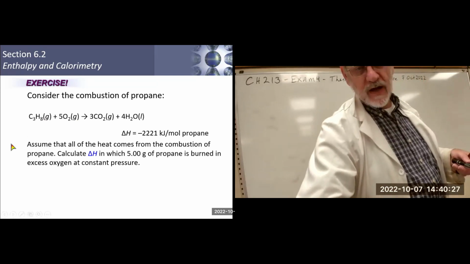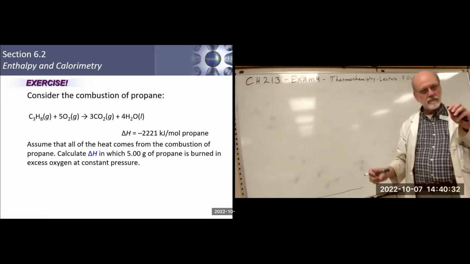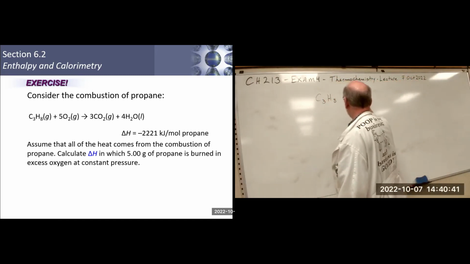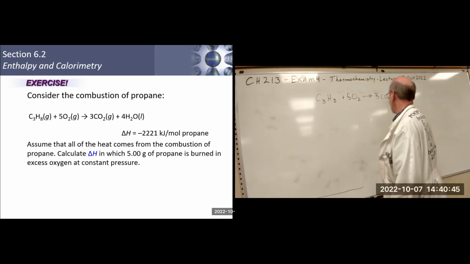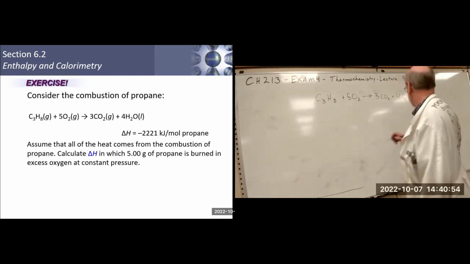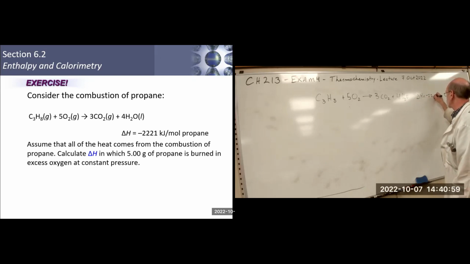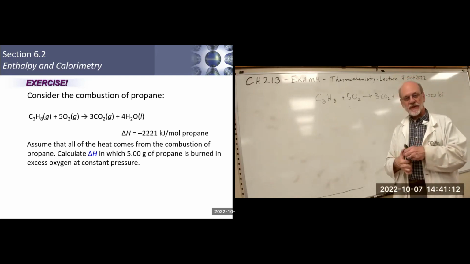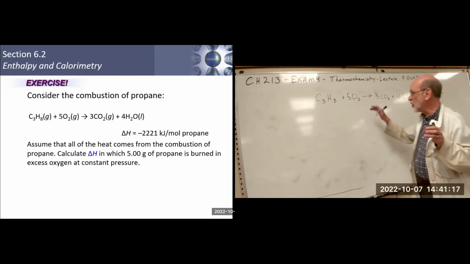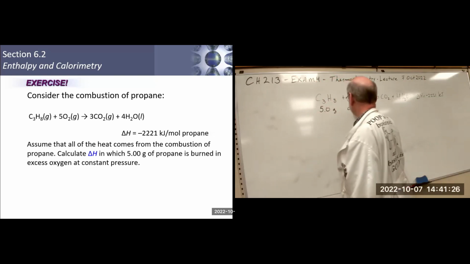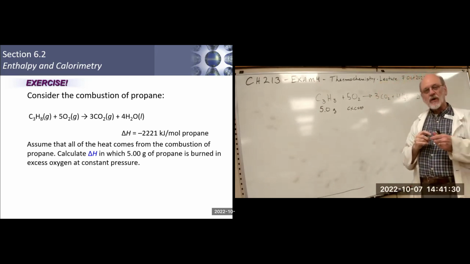Now, how do we use that? This particular example is saying that this equation, propane plus oxygen, yields carbon dioxide plus water. And it's saying that our enthalpy for that reaction is minus 2221 kilojoules. What it's asking for is calculate the delta H, the enthalpy for this reaction, if you only have 5 grams of propane and excess oxygen. So, how do you do that?